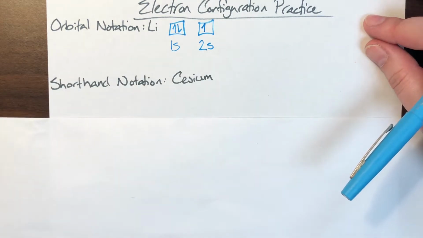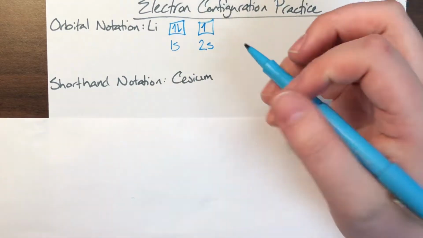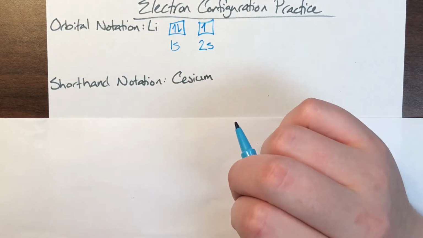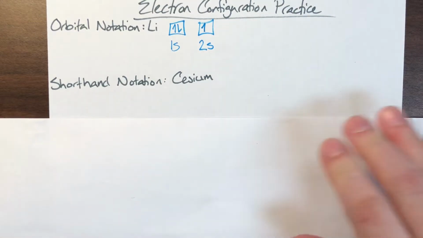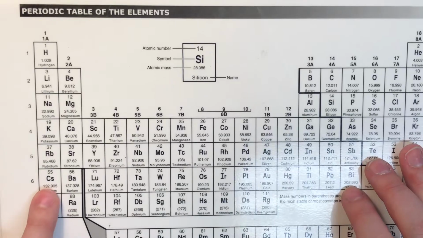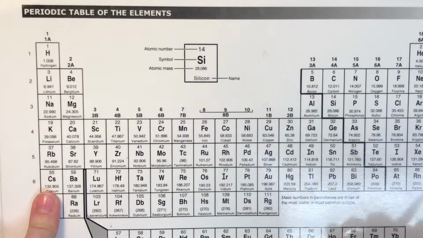Now the shorthand notation for cesium. I'm going to follow the same steps, but this time I don't actually have to draw out my different orbitals. Instead, I can just tell you how many are going to be inside of that orbital. So I have to find cesium. Cesium is going to be all the way down here. It's going to be my 55th electron that I have to maintain. So it's a good thing that I am doing shorthand notation, otherwise my hand would start to cramp.